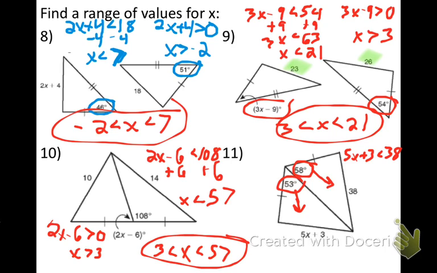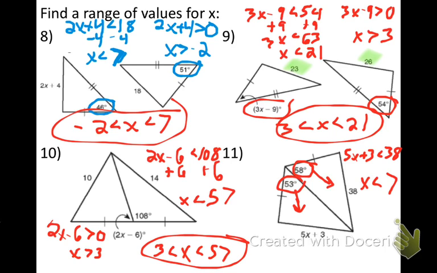I did that wrong. 7. So x is less than 7. Nice job, sir. And then I set up my second inequality. What would my second inequality be?